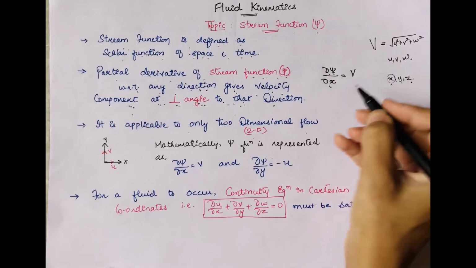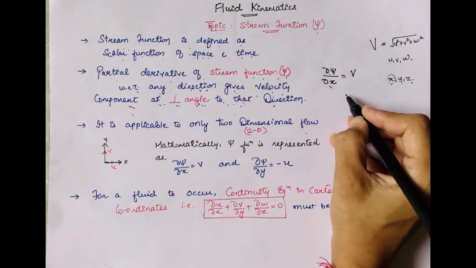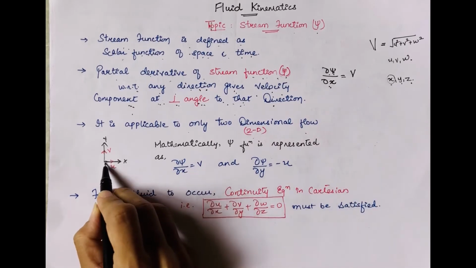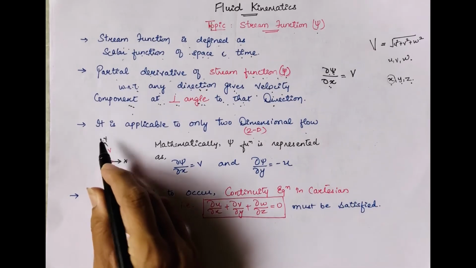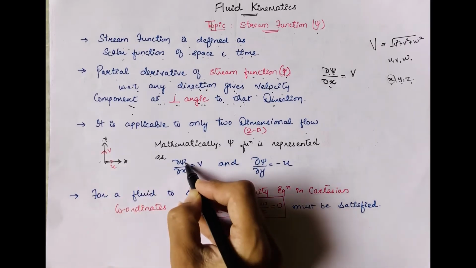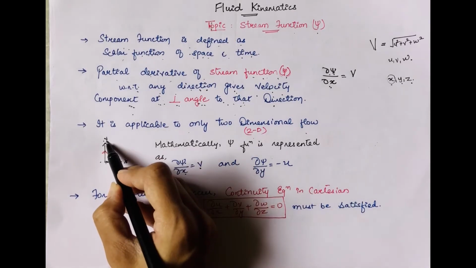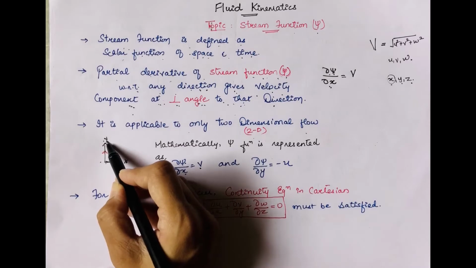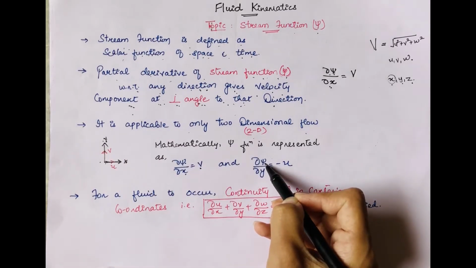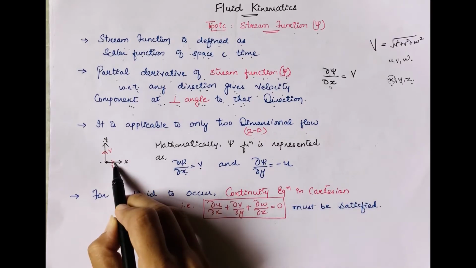Suppose similarly we take the other direction. Here it is shown, this is direction x, this is direction y. So here we got del psi by del x is equal to v. Similarly, if we apply the same in direction of y, then what will we get? We will get del psi by del y is equal to minus u.